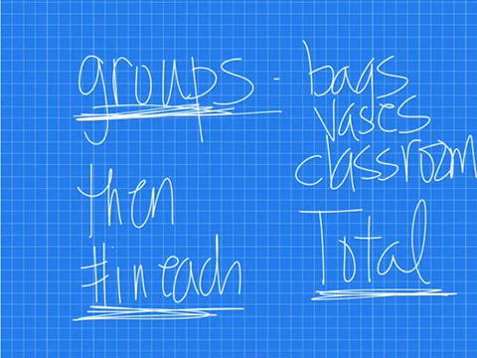So our biggest step is identifying our groups. Because once we identify our groups, we're able to draw out our word problem structure for multiplication or division.